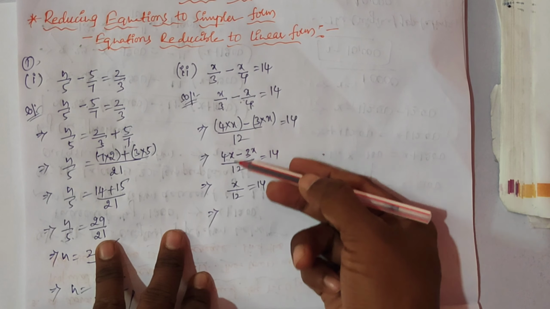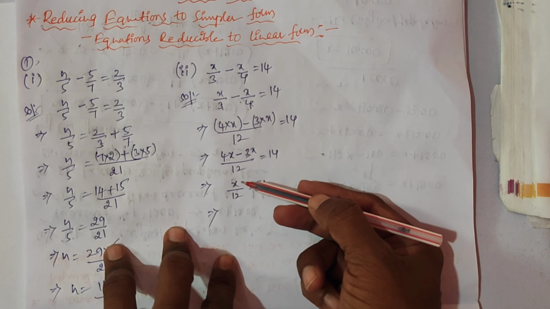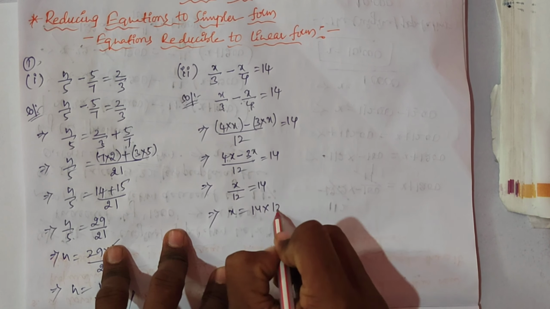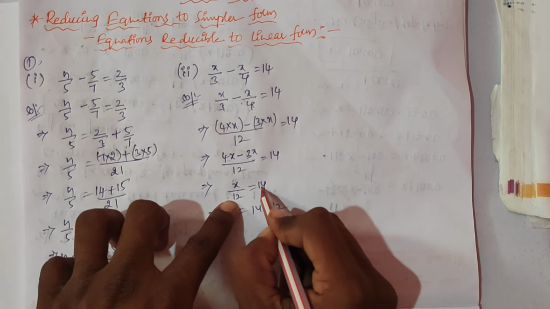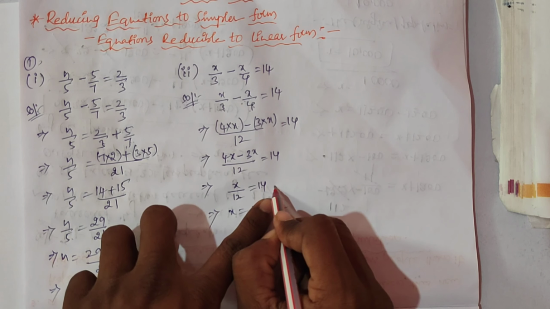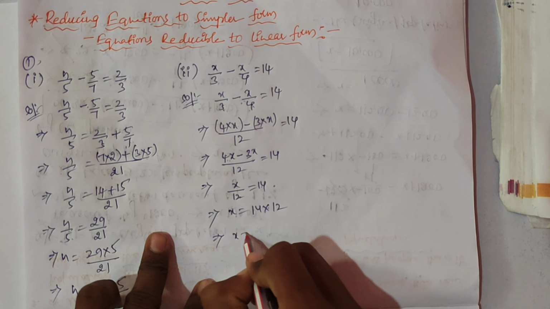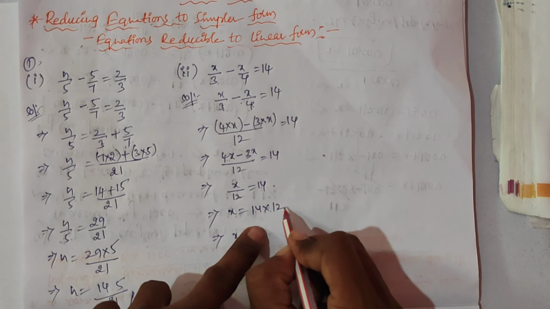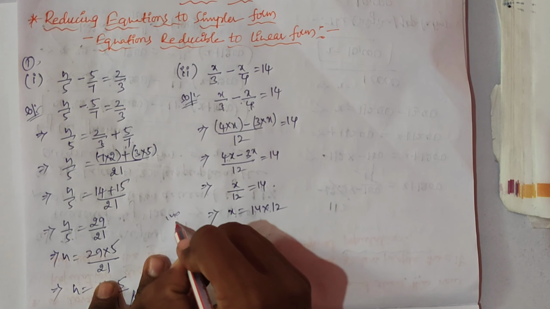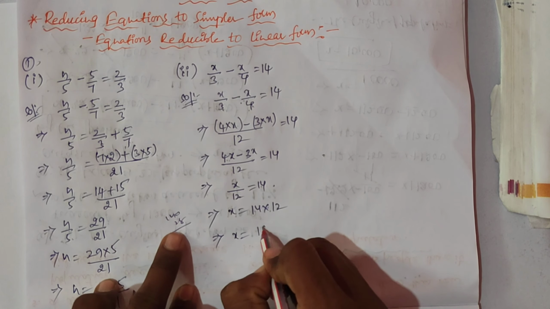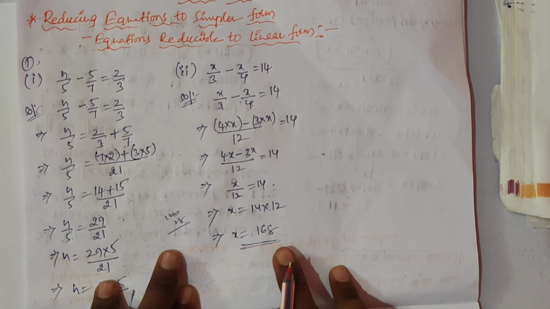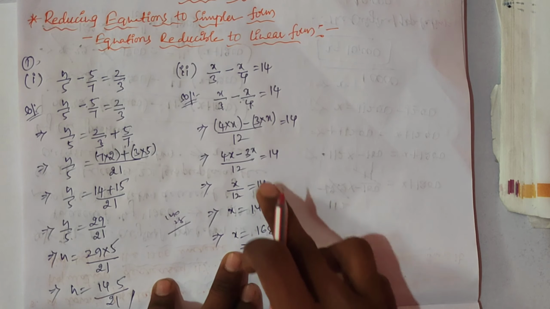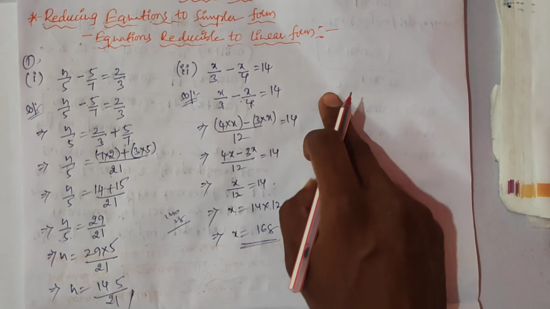Now we have almost got the reduced form. Now we have to find the value of x here. x is equals to 14 into 12. What are we doing here? Cross multiplication, or division quantity becomes multiplication. This implies x is equals to 14 into 12. 14 tens are 140, right? And 14 twos are 28. 140 plus 28 is how much? 168. Therefore, the value of x is 168. Clear? This is question number 2.